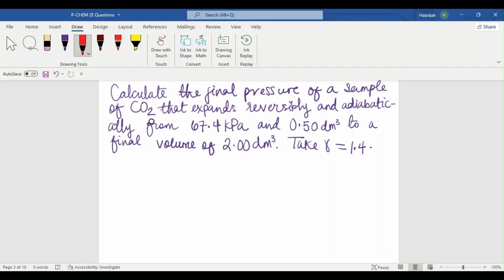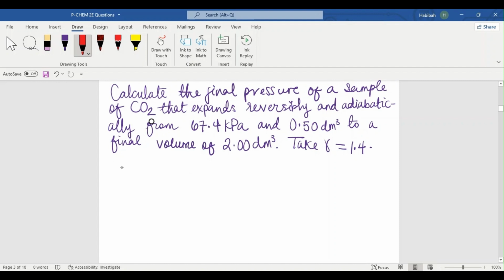Today we're going to be working on the question on the screen that says: calculate the final pressure of a sample of CO2 gas that expands reversibly and adiabatically from 67.4 kilopascal and 0.50 dm cubed to a final volume of 2.00 dm cubed. Take gamma equals 1.4. The first thing you have to remember is this is a reversible adiabatic expansion process, right?